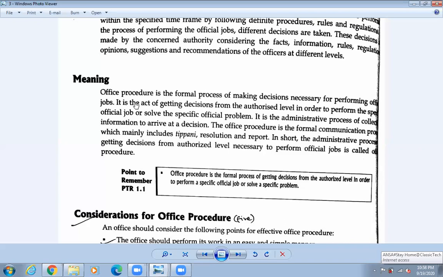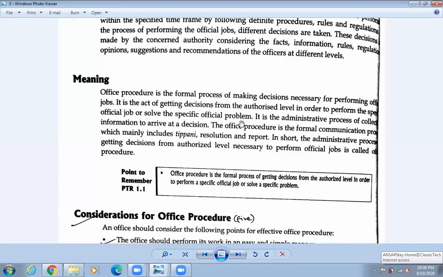सो अफिस प्रोसिडियर इज द फर्मल प्रोसेस अफ मेकिङ डिसिजन नेसेसरी फर परफर्मिङ द अफिस जब. सो अफिस जबलाई कसरी सजिलो बनाउने भनेर. सो द्याट प्रोसेस इज कल द अफिस प्रोसिडियर एन्ड इट इज एक्ट अफ गेटिङ डिसिजन फ्रम द अथोराइज लेभल इन अर्डर टु पर्फर्म द स्पेसिफिक जब अफिसियल जब ओर टु सल्भ द specific official problem.